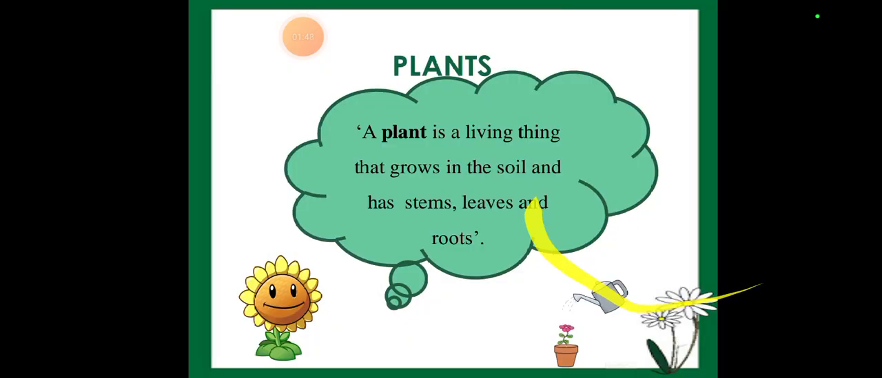So what are plants basically? You should know what plants are. A plant is a living thing that grows in the soil and has a stem, leaves, and roots. It has 3 main parts: stem, leaves, and roots. That is necessary in any plant. All plants have stem, leaves, and roots, and they grow in the soil under the ground.